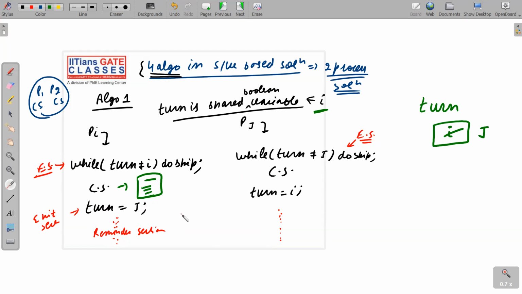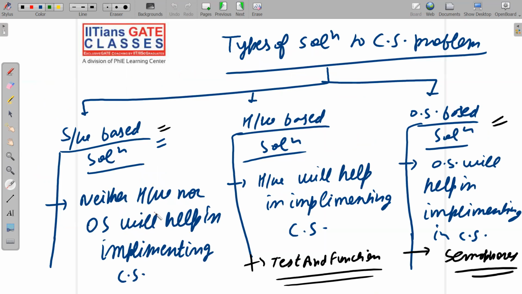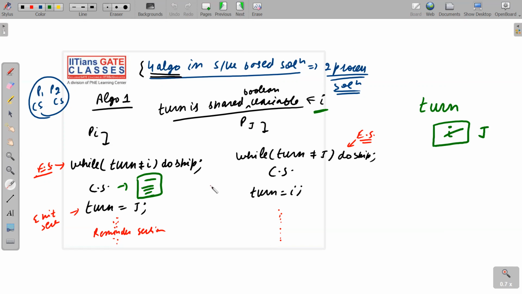Please try to focus here. We will try to break the code. We will not try to say that the code is correct. We will try to prove that the code is incorrect. You can assume any adverse situation, whatever you want, because I told you in the previous slide that neither hardware nor OS will help in implementing CS. So when the OS is not helping, we have to imagine scenarios in such a way that we prove the code is wrong.